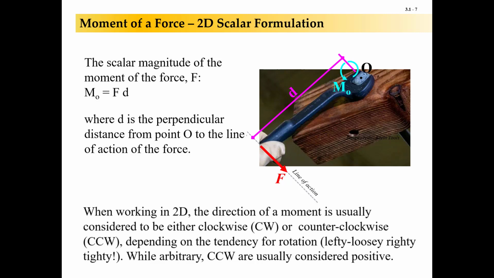And so forces that are acting at a distance away from a point cause moment. If they're causing a counterclockwise rotation about the point, then we usually say that is a positive moment. And if it's causing a clockwise rotation about the point, we say that's a negative moment. And this is, again, the simple 2D scalar formulation of it, and we'll get into a lot more detail. But moment really is just that torque that you've learned about in the past.